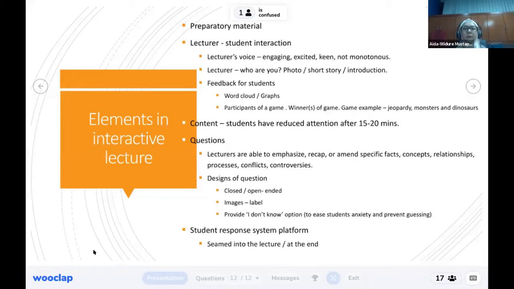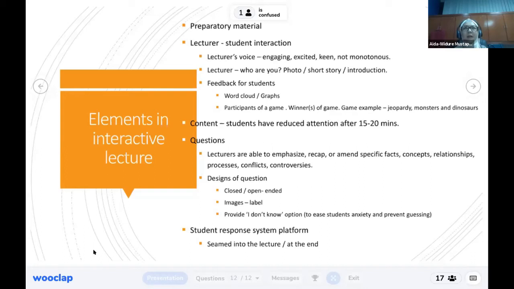And the other thing is the lecturer's voice. Now I would like to talk about the lecturer. For me, at the moment, I am using my engaging voice, if you notice. Excited, keen, not monotonous. Imagine that you're listening to somebody who's monotonous and not engaging. You wouldn't want to interact with someone like that. So all in all, you want to get that, because interaction is two-way. You want to have that engaging voice, and then they will give you positive feedback.